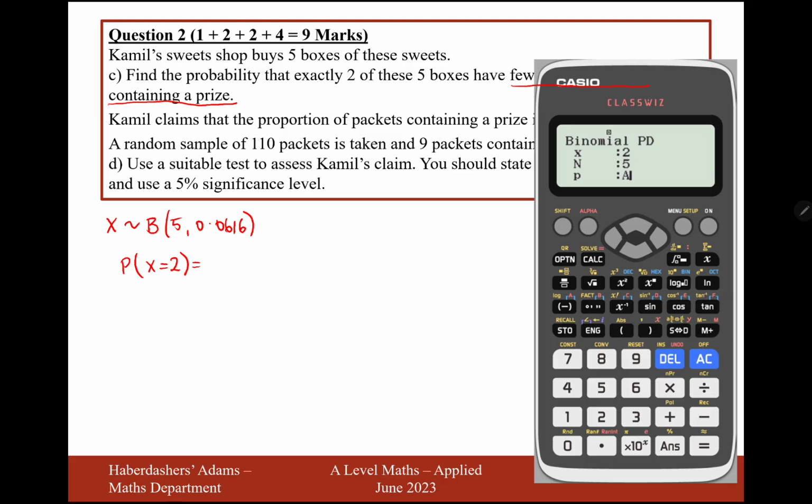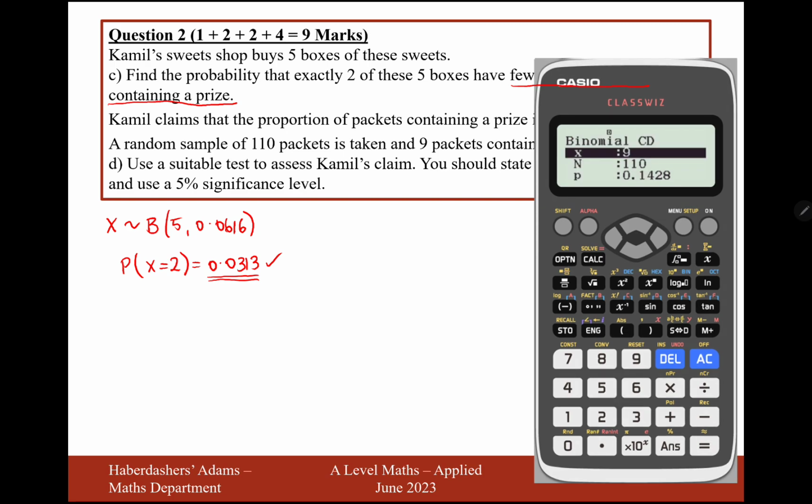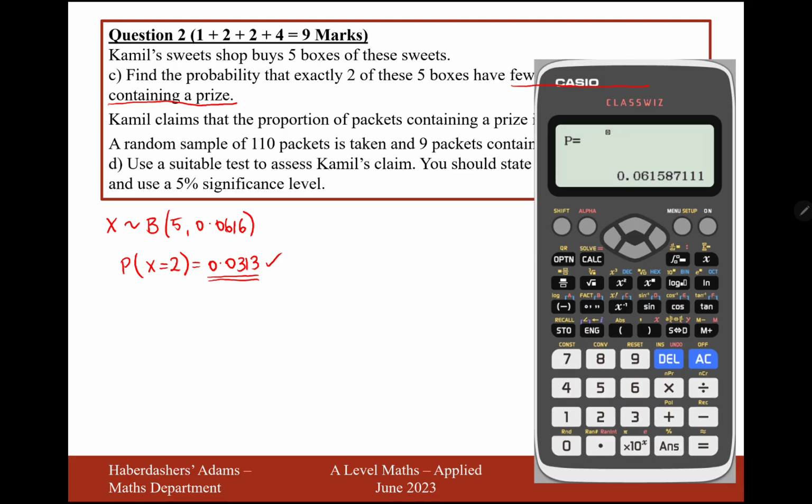And 2 will be my number of successes out of 5. And the probability, you can just now input your A value from before. That will make your answer as precise as possible. And the answer here is 0.0313. So there we are. Okay, let's get all that out of the way.